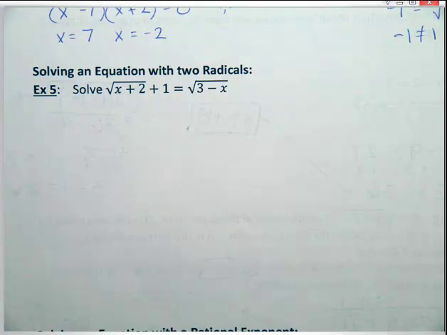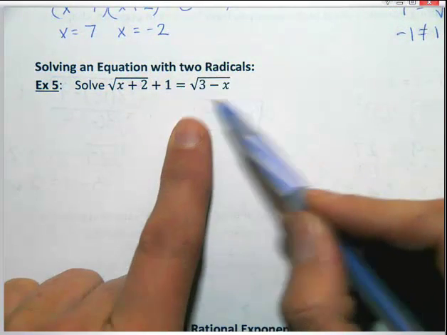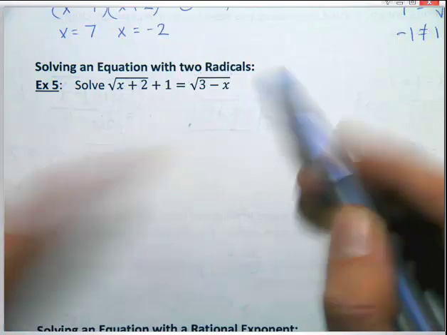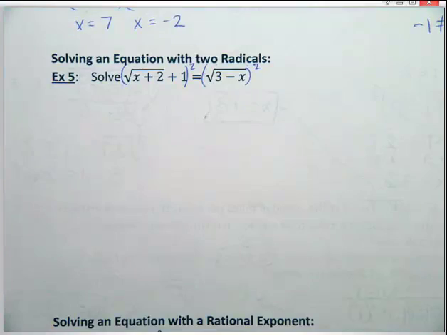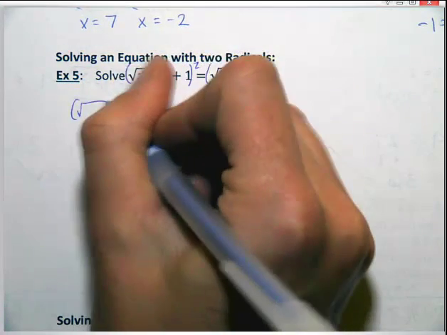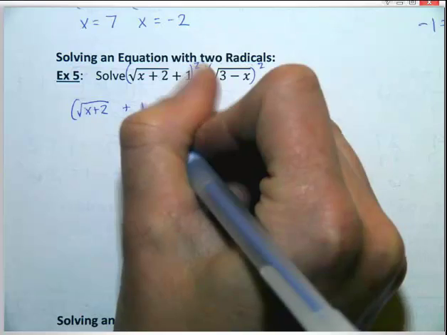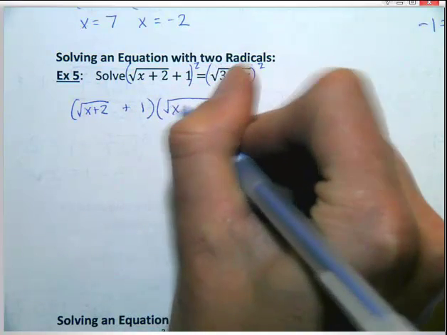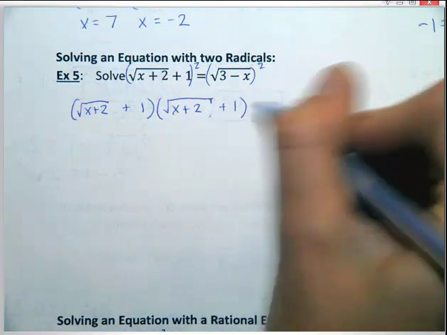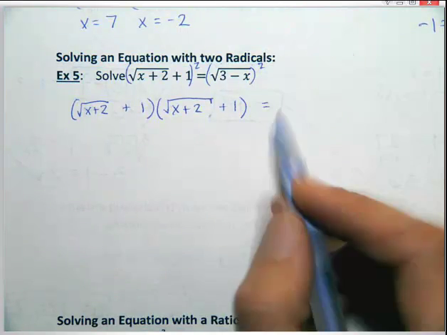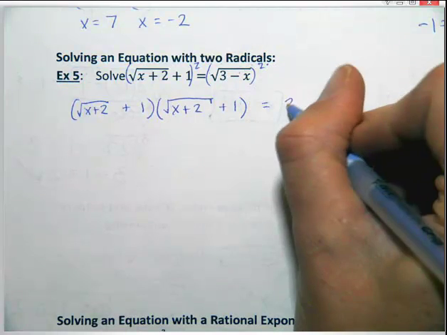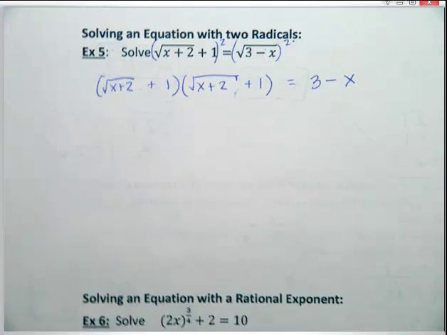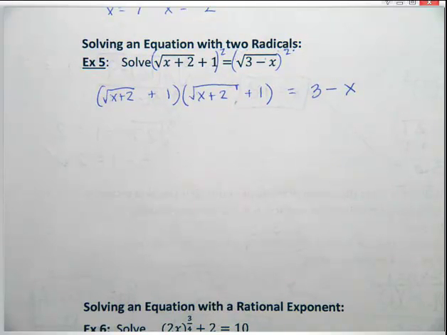I can start by squaring both sides, since on the right I do have my radical alone. But like in the last example, what that means is I actually have the square root of x plus 2 plus 1 multiplied by the square root of x plus 2 plus 1 equals, and then on the right side, because the radical was alone, the square cancels the square root out, and we have 3 minus x. But on the left side, this is going to be kind of messy. We have to distribute everything together.